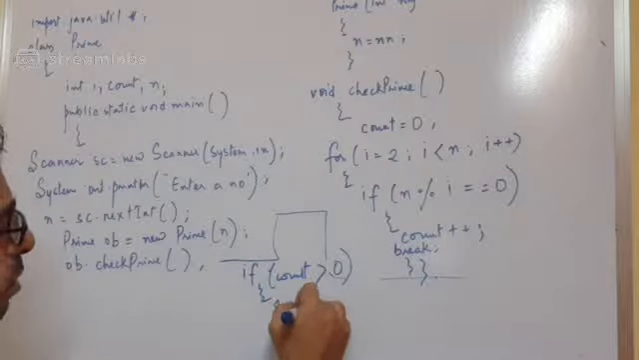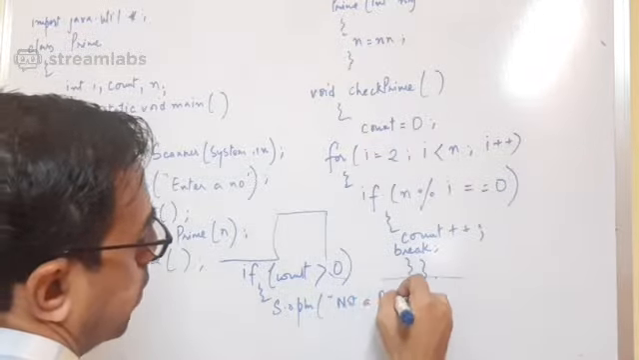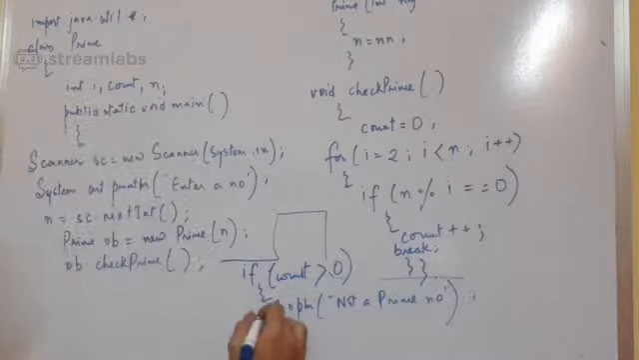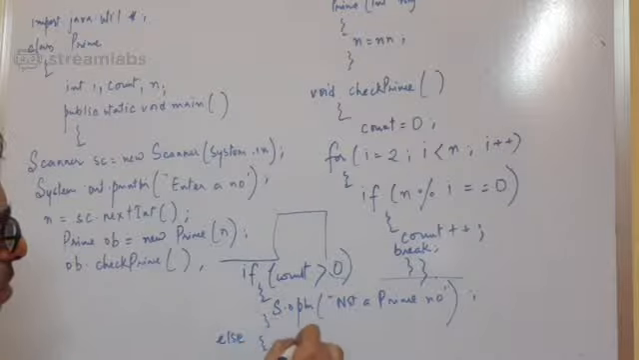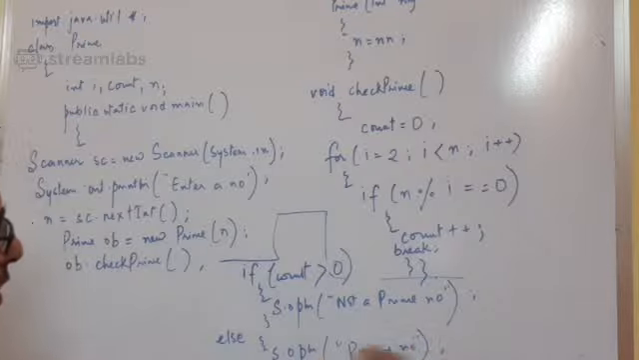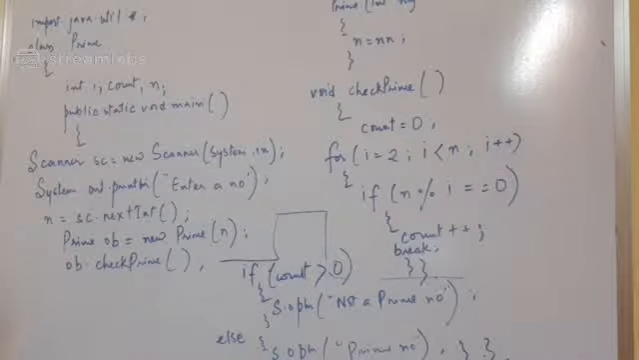then SOPLN or System.out.println "not a prime number". Else System.out.println "prime number". Now this particular method, by making this method, you can check for a prime number.